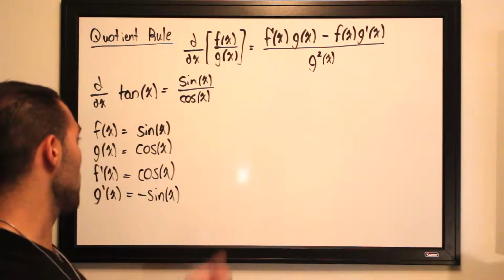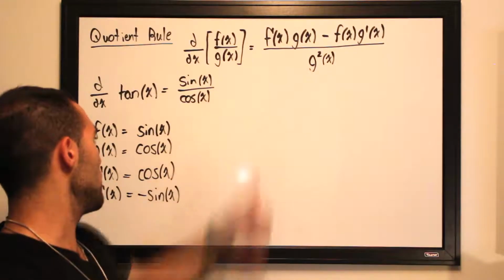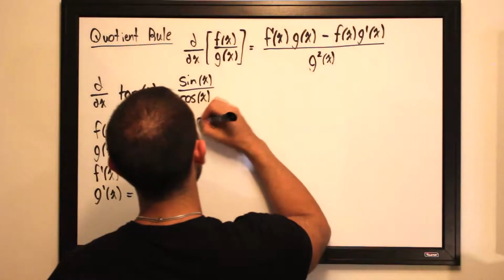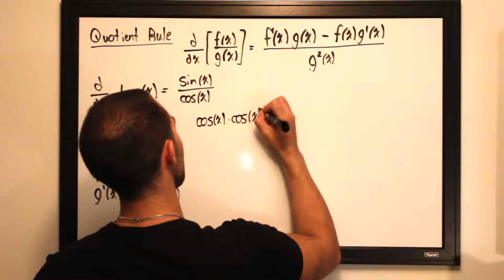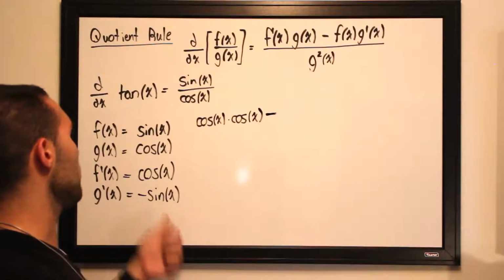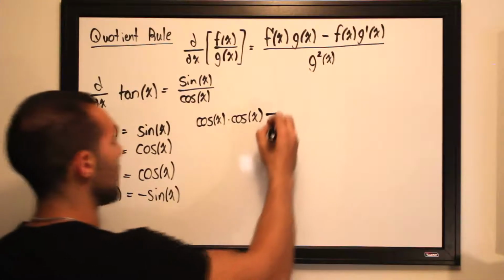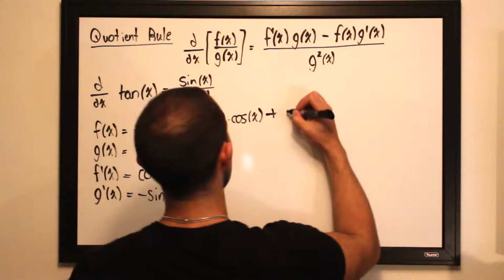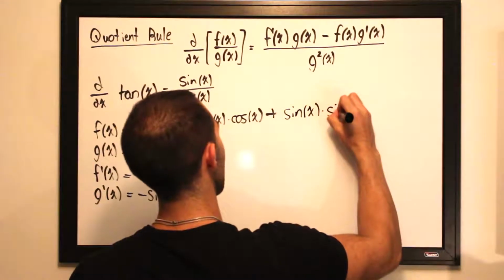Now all we need to do is plug in all of these into the formula right over here. So we've got f prime times g. So let's put these in their place. Cosine of x times cosine of x, minus, and then we will have f times g prime. Now because we have a negative sign over here, we can just pull it out and cancel it with this negative sign over here, making it a plus. So this will be sine of x times sine of x.